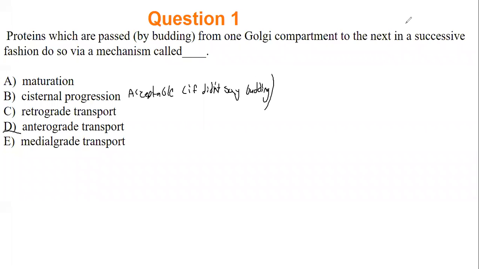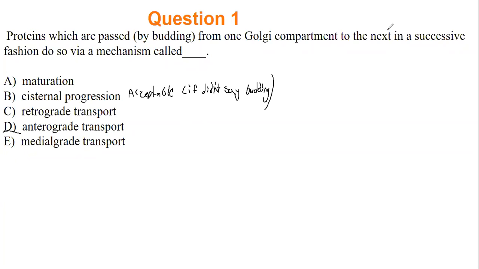Oh yeah, so I might have just updated that. It's possible that I didn't upload the budding part to Blackboard because that's something I changed very last minute. So that's why I said this question wasn't as specific as I would like. If I did not say budding, D and B are both right because both anterograde and cisternal move in successive compartments. The difference I was trying to get at is that anterograde does it by budding off, and with cisternal you just kind of ride along in your little vehicle.